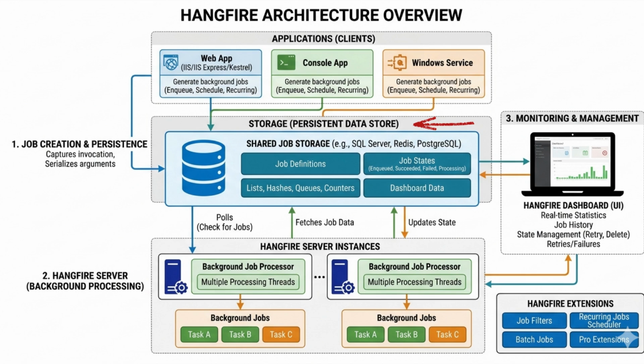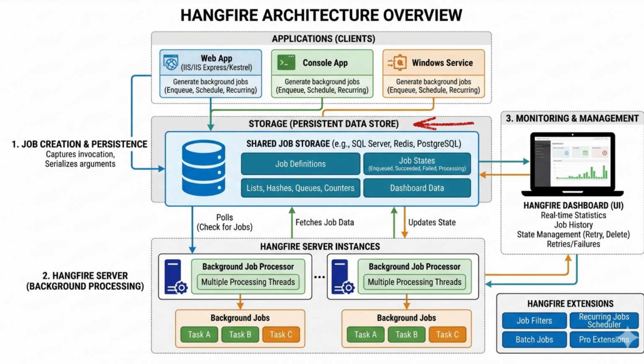Storage acts as a centralized hub. One or more clients can push jobs in, and one or more servers can pull jobs out. Third, we have transactionality. Hangfire uses database transactions or atomic operations to ensure that a job is never lost during hand-off between storage and the server.